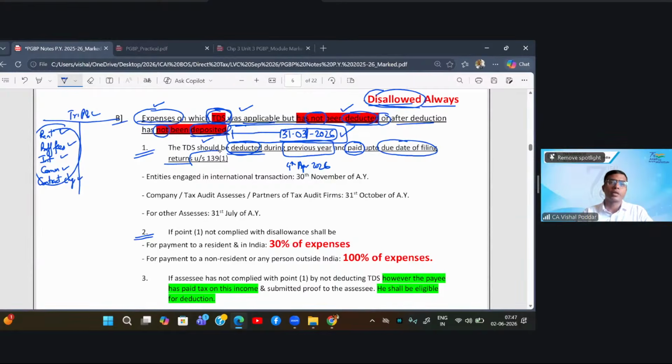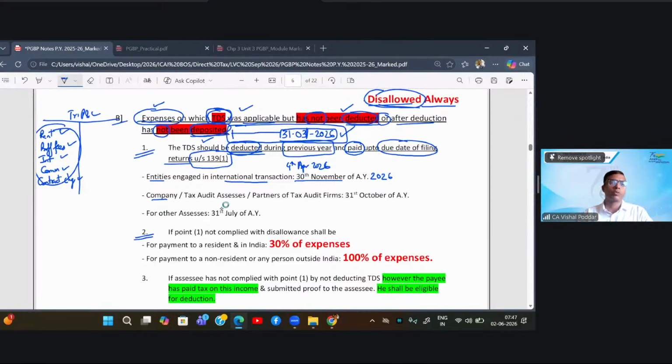Now, these due dates are given under section 139(1). And what are the due dates? For those assessees who are engaged in international transactions, they can file their return up to 30th November of the assessment year. So I'll give you the date. It is 30th November 26. So you can file your return up to 30th November 26.